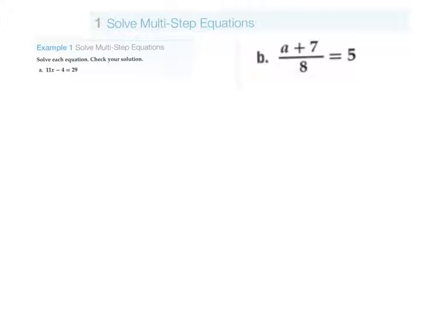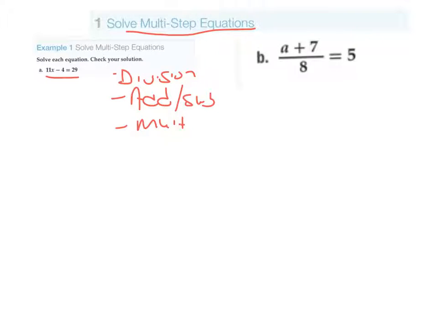Today we're going to solve multi-step equations. Multi-step means more than one. So we have this equation, and we just did one step where you either multiplied, divided, added, or subtracted. So we need to know which one to do first. What you will do first is you will do anything that's division on the whole problem. Then you would do adding and subtracting.